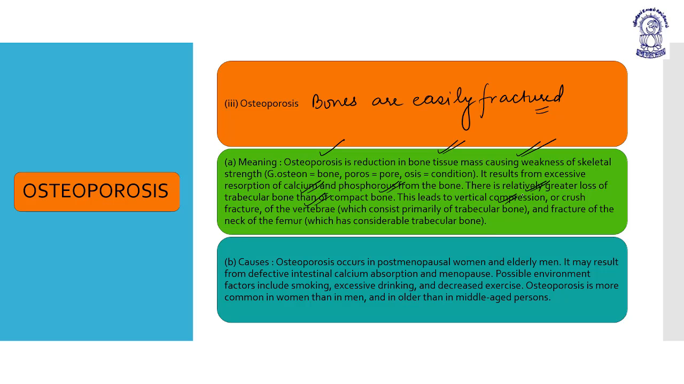This leads to vertical compression or crush fracture of the vertebrae, which consist primarily of trabecular bone, and fracture of the neck of the femur, which has considerable trabecular bone. So this is osteoporosis.